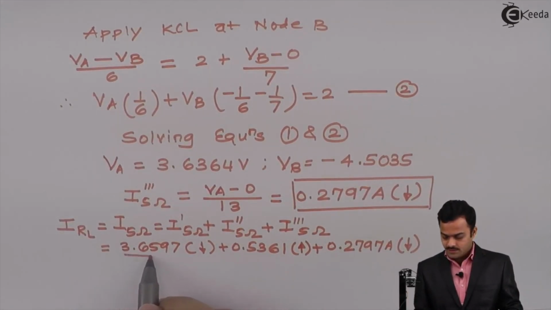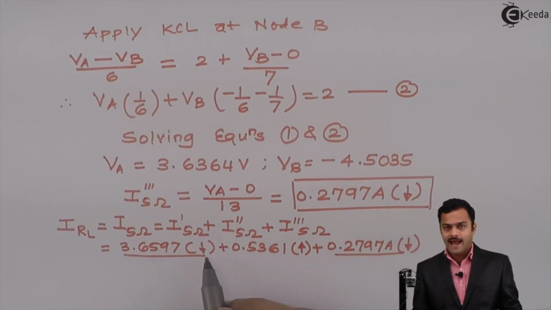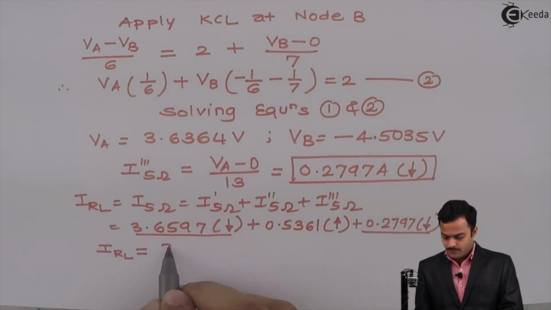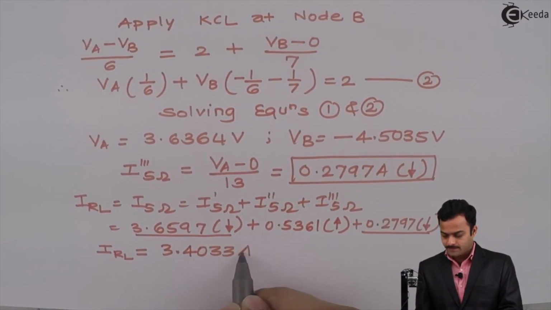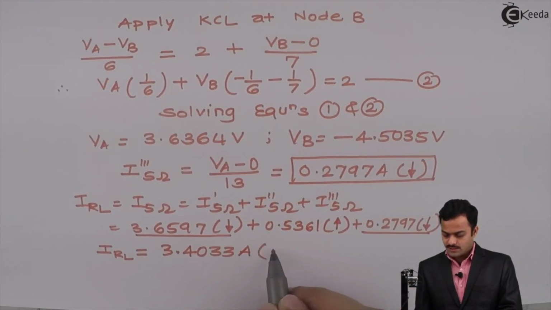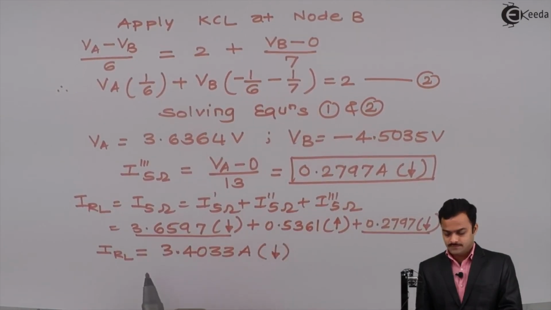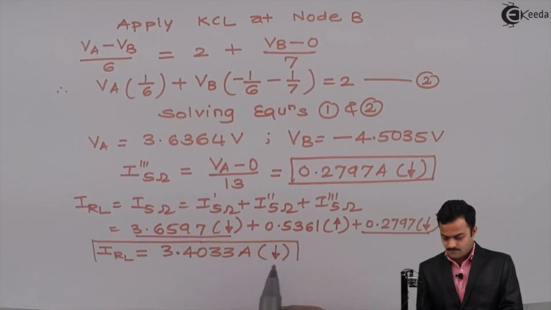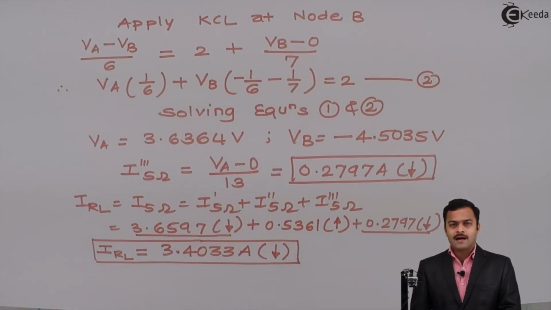So if you see these two current directions are downward, that will get added, and from the addition we need to subtract this value to get a current. IRL equal to 3.4033 ampere, and since downward current is more, so resultant current will have the direction downward. So this is a complete answer to this problem. In subsequent videos, we will solve more numericals based on superposition theorem. Thank you.